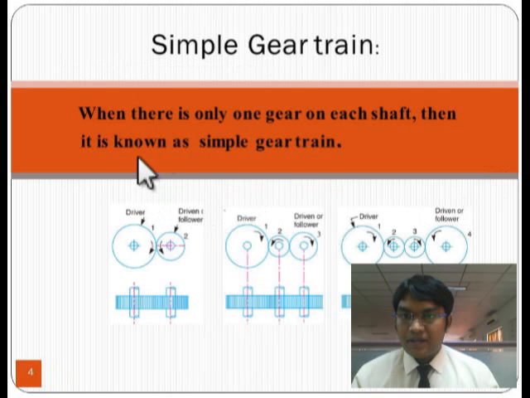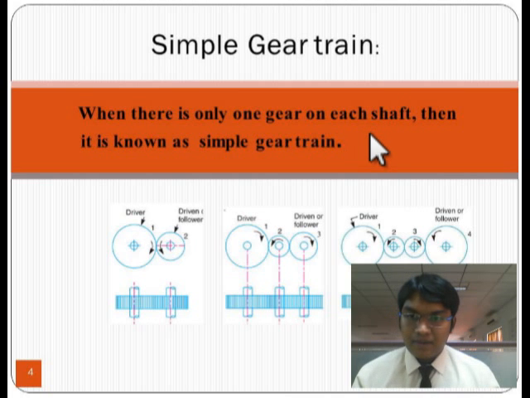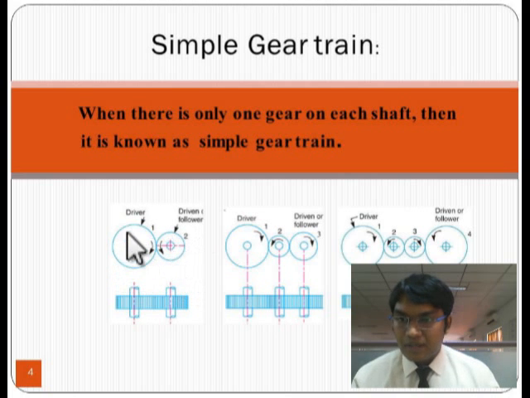A simple gear train has just one gear on each shaft, and it meshes with another gear on another shaft. As you can see, there is a driver and a follower. You should note that when the driver rotates in the clockwise direction, the driven gear or follower rotates in the opposite direction, which means anti-clockwise.